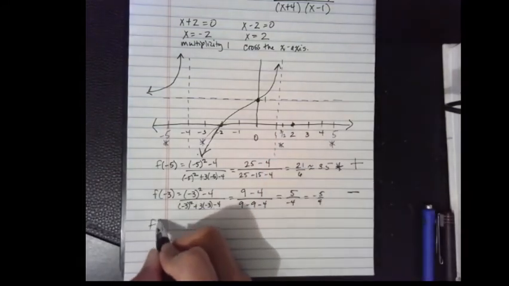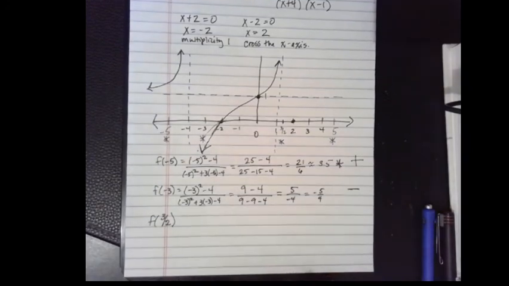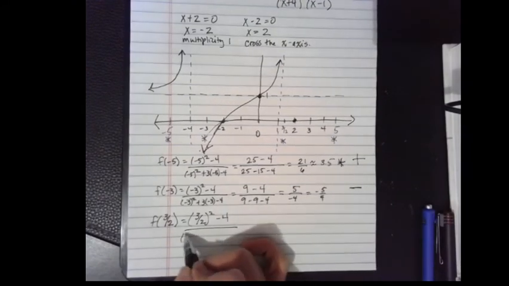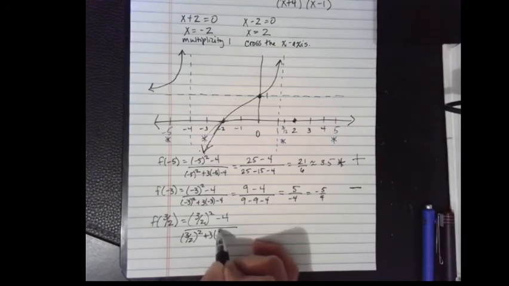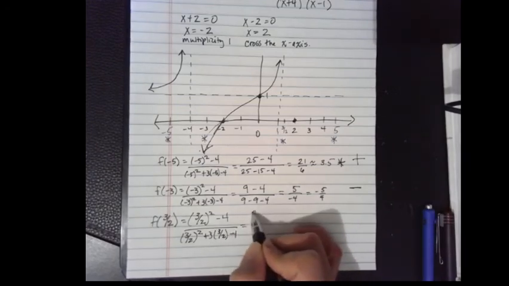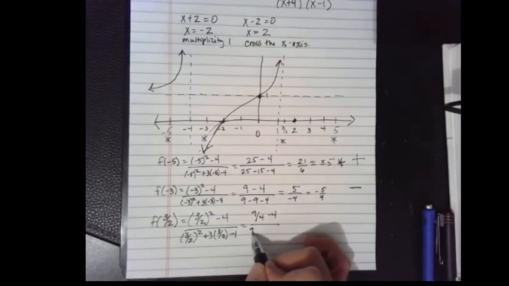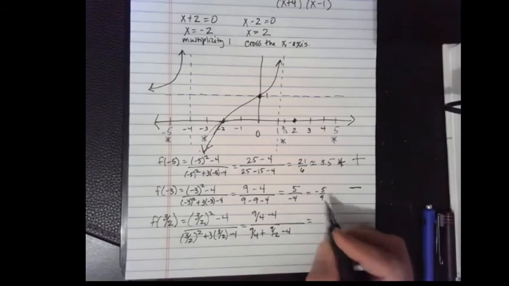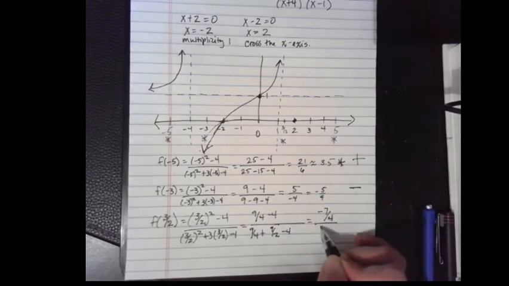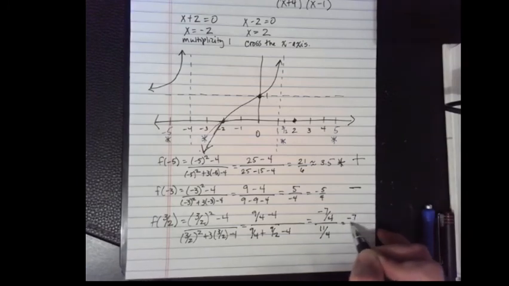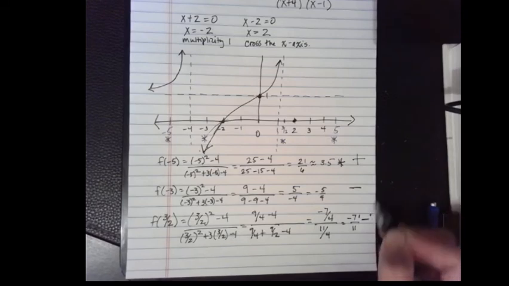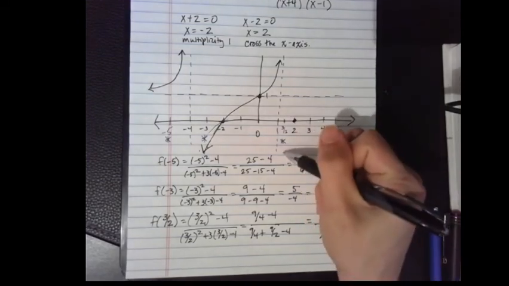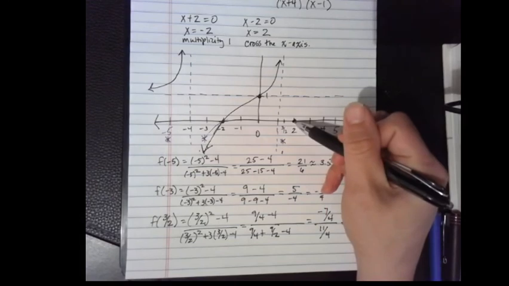So f of 3/2. That's 3/2 squared minus 4, all divided by 3/2 squared plus 3 times 3/2 minus 4. That gives me 9/4 minus 4 over 9/4 plus 9/2 minus 4. So here I have negative 7 over 4 divided by 11 over 4, so that is negative 7 over 11. It's negative. I'm going to use quotation marks right here so we can see it. So that means I'm way down here at 3/2. I know I'm going to cross this.